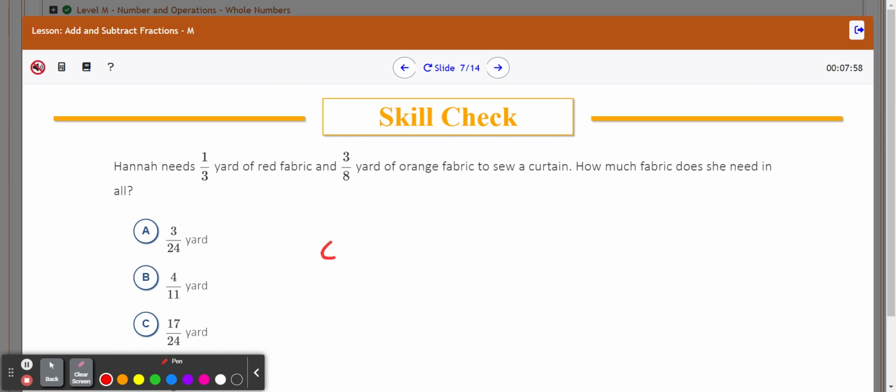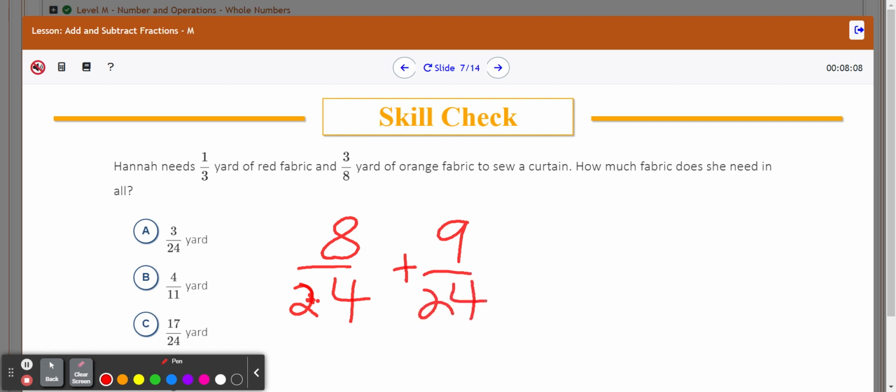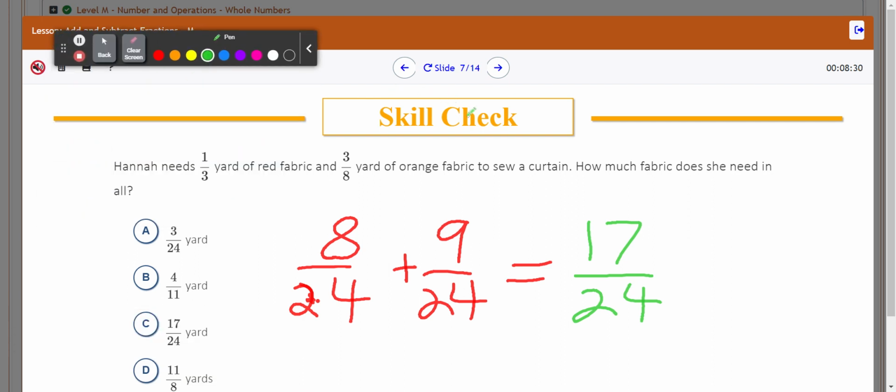So going back, I have 8 over 24 plus 9 over 24. So remember, when you're adding fractions, the denominator doesn't change. If the denominator is equal, you don't change it. So 24 just goes right across. And I just add the two numerators together. 8 plus 9 gives me 17. There's my answer. So what's 1/3 plus 3 over 8? 17 over 24. And check it out. This is the answer right there.